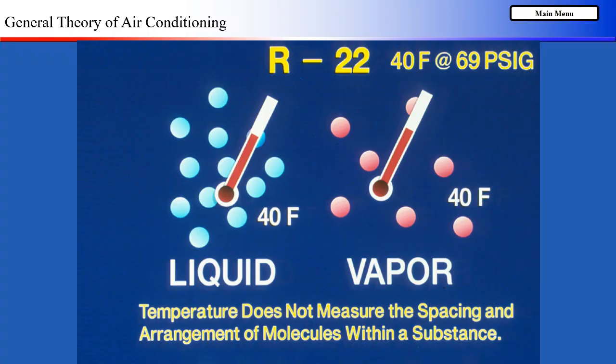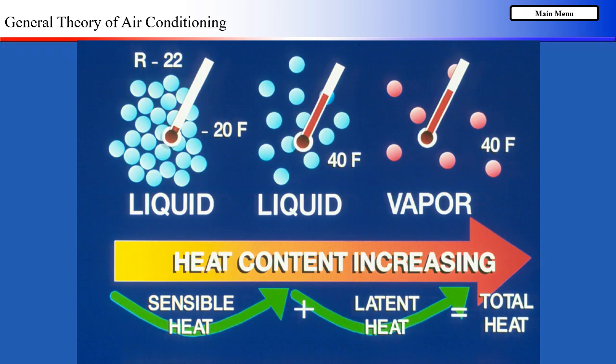Latent heat is the amount of heat that is lost or absorbed into a substance, such as R22, in order to change state. The total heat contained in our sample of R22 gas at 40 degrees Fahrenheit is equal to its sensible heat plus its latent heat. This is true of any substance.